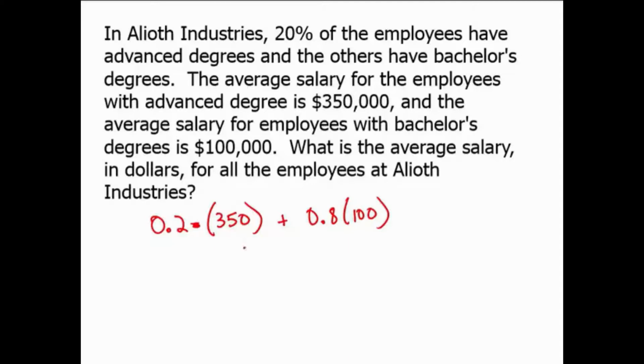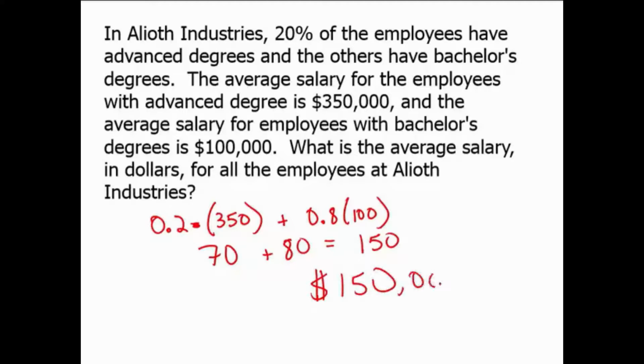Well, 0.2 times 350. 0.1 times 350 would be 35, so double that. 0.2 times 350 would be 70. And then, of course, 0.8 times 100 is 80. 70 plus 80 is 150. So that means that the average salary for everyone, the weighted average, is $150,000.